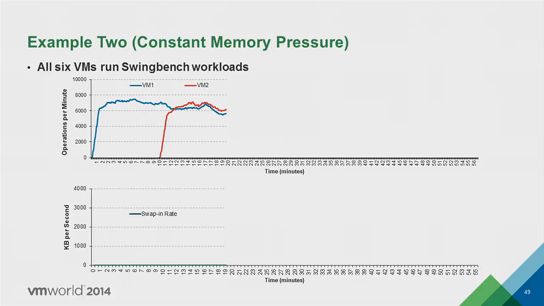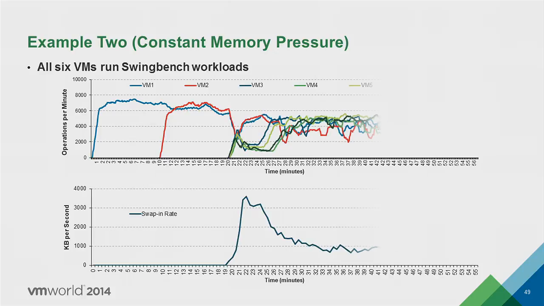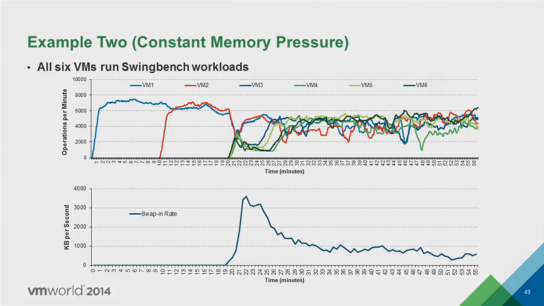Again, VM1 and VM2 run in the first 20 minutes. At this point, there is no memory overcommitment. The counter always gives you 0. There's no swapping. After 20 minutes, I let all the other four VMs start to run workloads. Then the host is severely memory overcommitted.